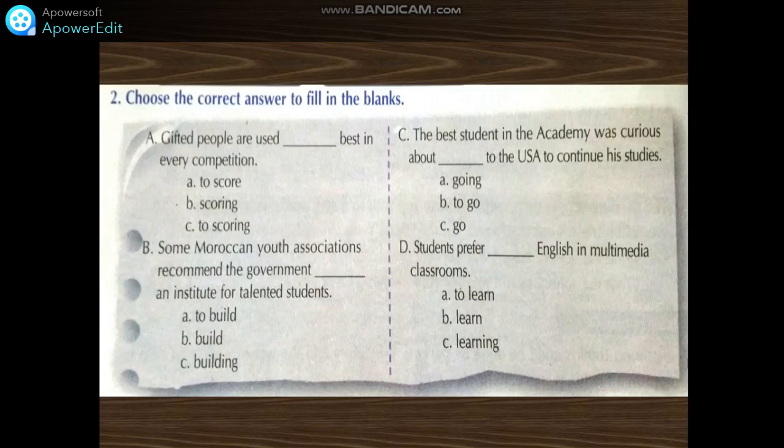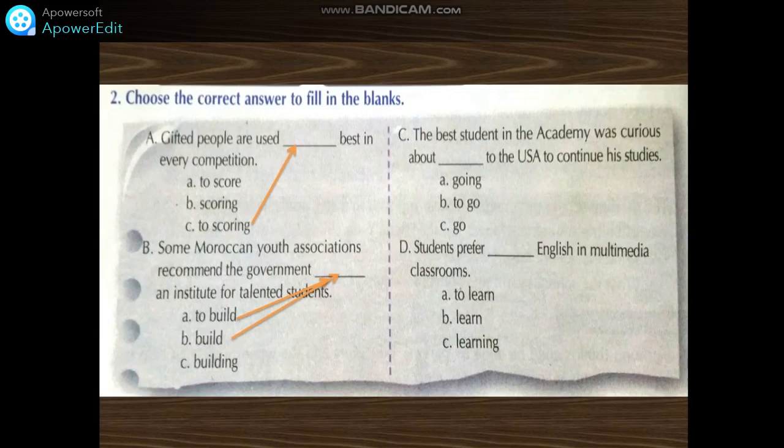Yes, that's correct now. The first one, scoring, yes. The second one, to build, very good. Some Moroccan Youth Association recommend the government build or to build. Very good. Both are correct. Great. All right. So see now, the best student in the academy was curious about.